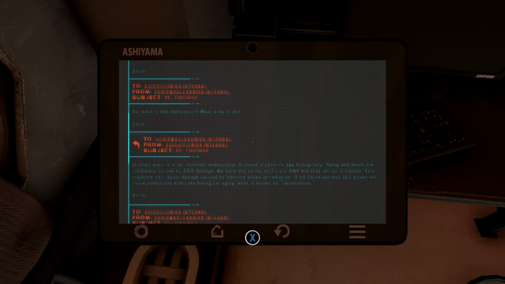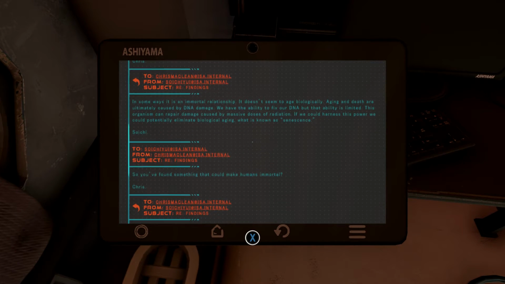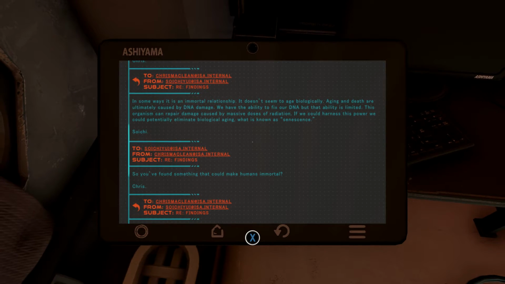So what's the implication? What does it do? In some ways, it's an immortal relationship. It doesn't seem to age biologically. Aging and death are ultimately caused by DNA damage. We have the ability to fix our DNA, but the ability is limited. This organism can repair damage caused by massive doses of radiation. If we could harness this power, we could potentially eliminate biological aging.